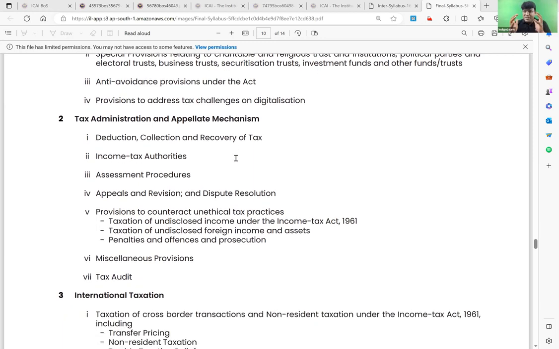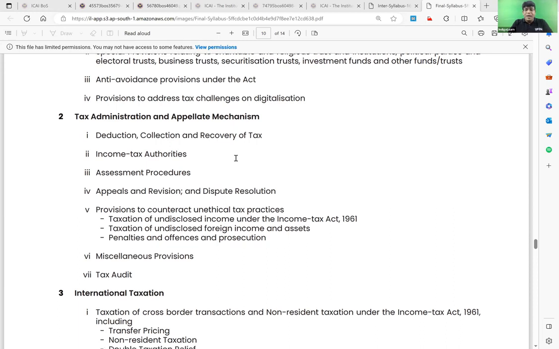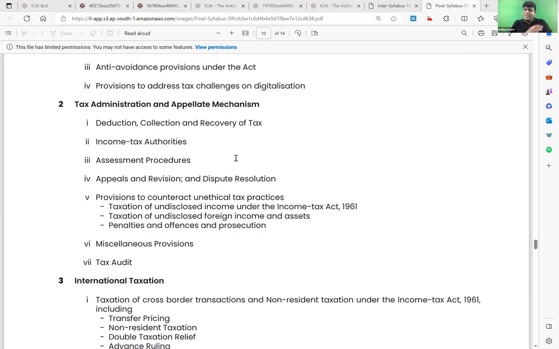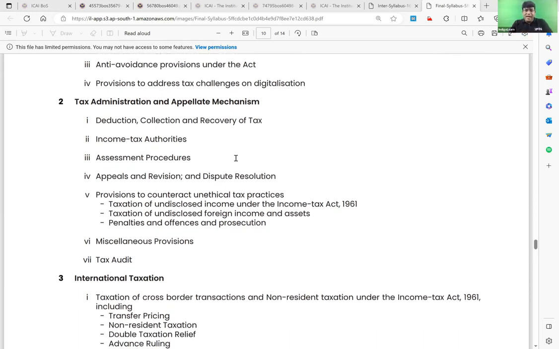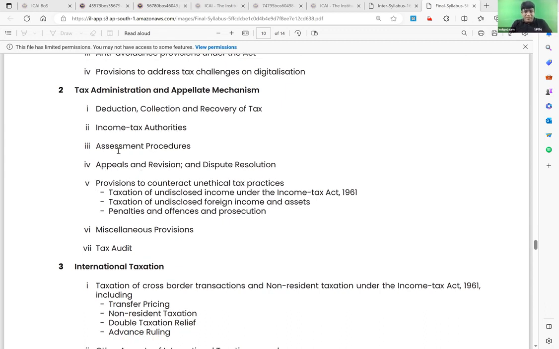tax challenges on digitalization, then deduction and collection and recovery of tax, that's about TDS and TCS, income tax authorities, assessment procedures, appeals and revisions, which is of course very important from a CFNL perspective, and taxation of undisclosed income, undisclosed foreign assets, penalties, offenses and prosecutions, miscellaneous provisions, and separately they cover the provision of tax audit.